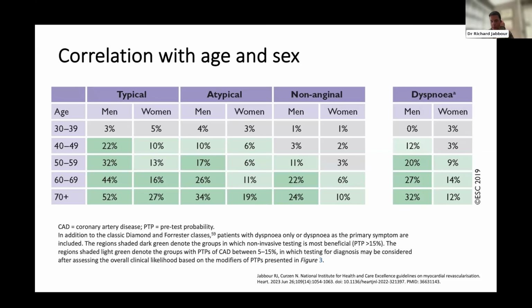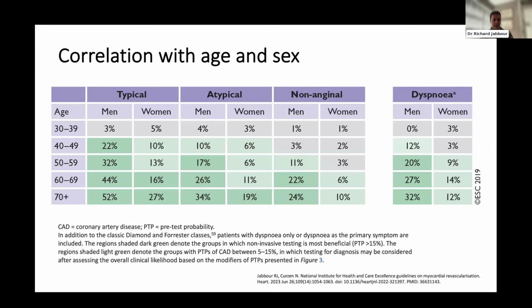Women, interestingly, obviously there is a very strong correlation with age, but they tend to actually present with more atypical symptoms, and it is underdiagnosed in the population. So there really needs to be an awareness when taking histories from female patients, because they are often underdiagnosed and even undertreated once they get to the ER and undergo cardiac investigations.